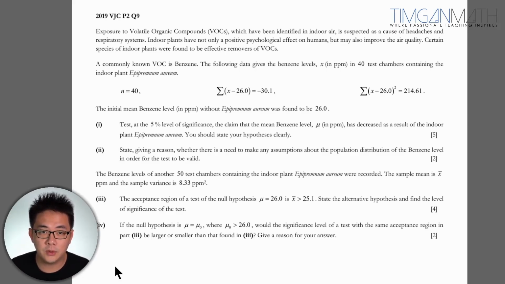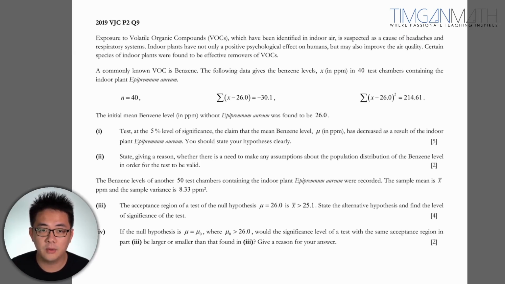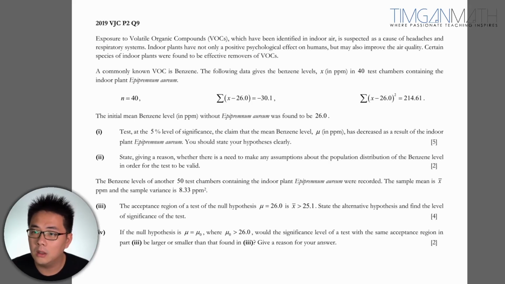So you're told that the exposure of VOC, which have been identified in indoor air, is suspected to cause headaches and respiratory symptoms. Indoor plants have not only a positive psychological effect on humans, but may also improve the air quality. A commonly known VOC is benzene. The following data give the benzene level.